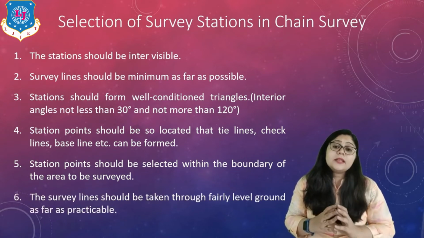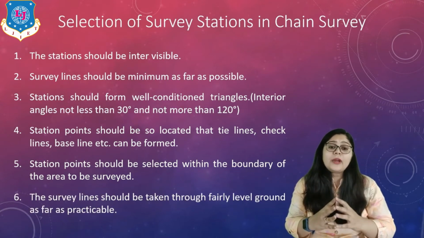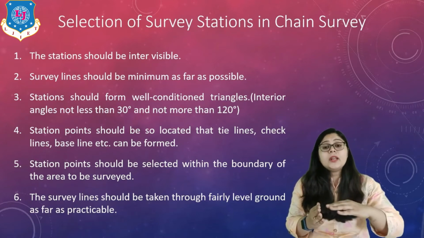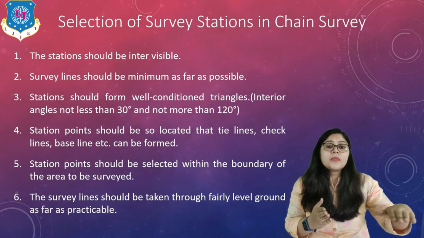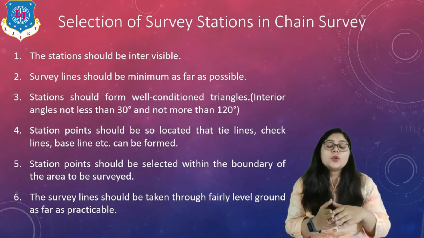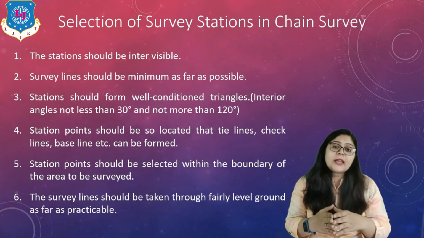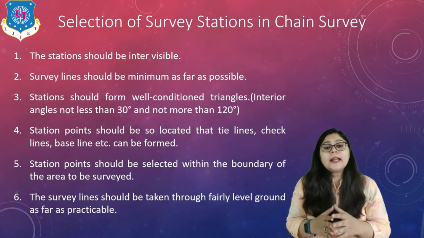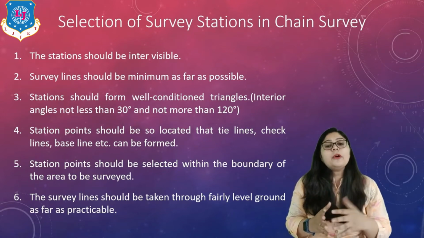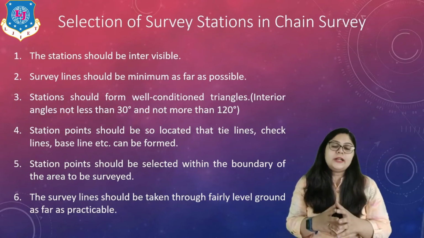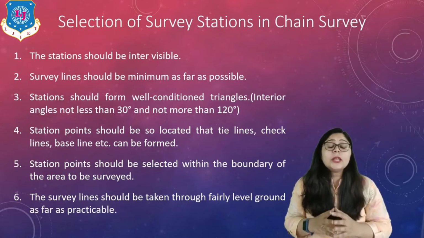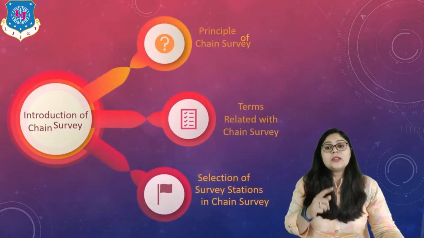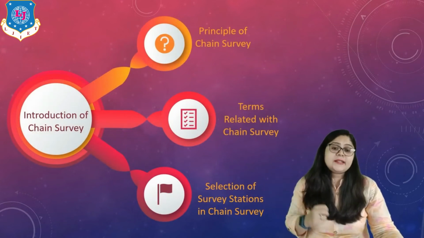And lastly, the survey lines should be taken through fairly level ground as far as practicable. It means if the ground is properly leveled, the calculation of that particular area is quite easy, if it is possible, right? Every time it is not possible that we get a fairly plain ground, right? But if possible, we should try to get this kind of conditions. So these are the criteria that one should keep in mind while we go for the selection of survey station in chain survey. So that's all for the introduction of chain survey.